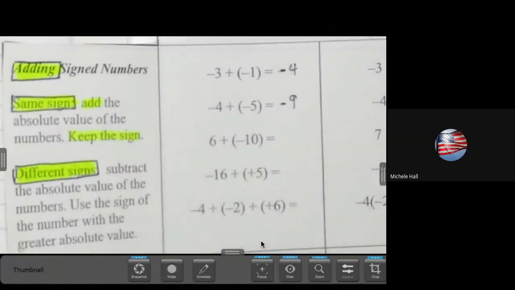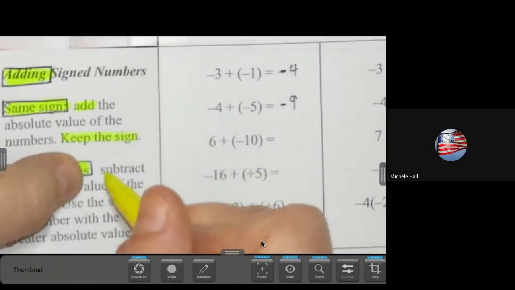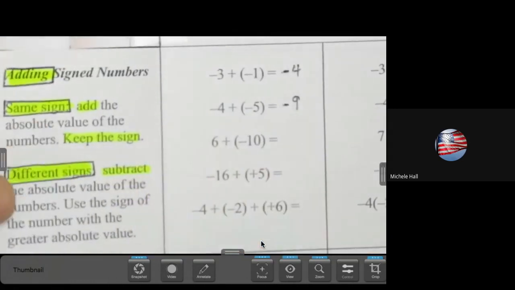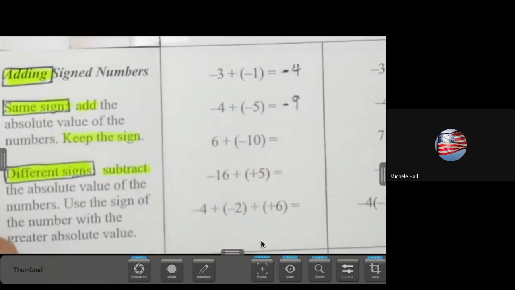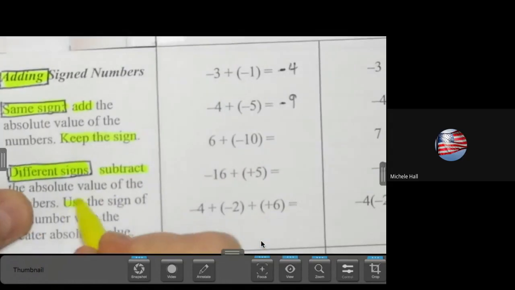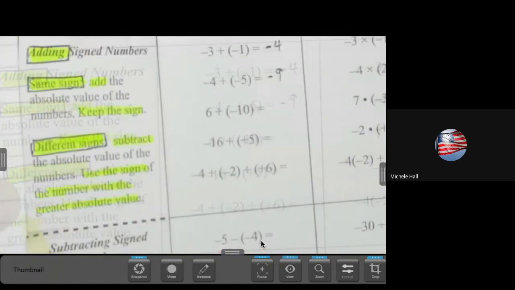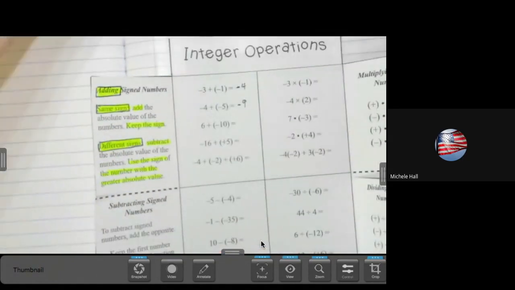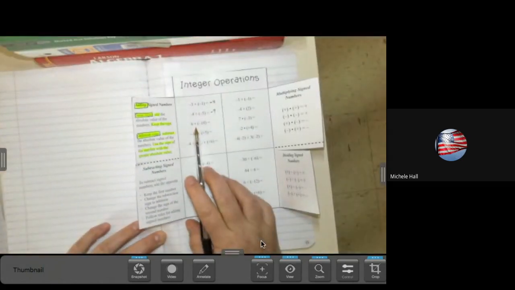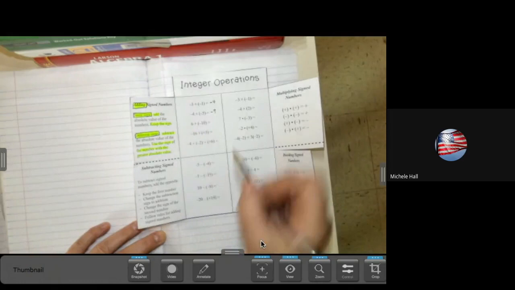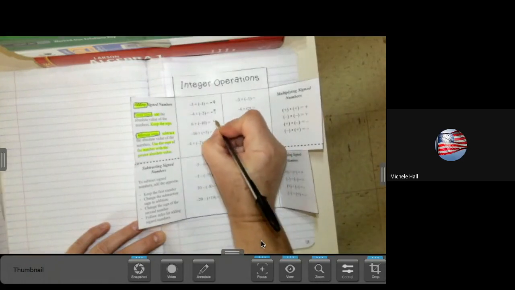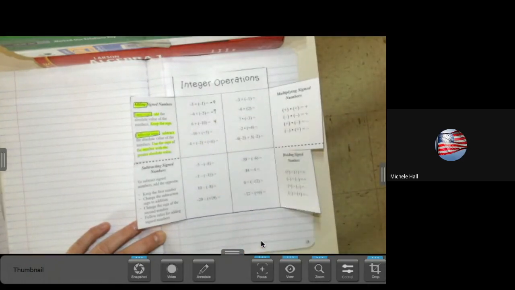And when it's different signs, what do you do? You subtract. And then use the sign of the number with the larger, greater value. So I'm just going to zoom out for a second and talk about the absolute value. It's saying that I need to use the absolute value in my final answer. First of all, I subtract. So what is 10 minus 6? 10 minus 6 is 4.